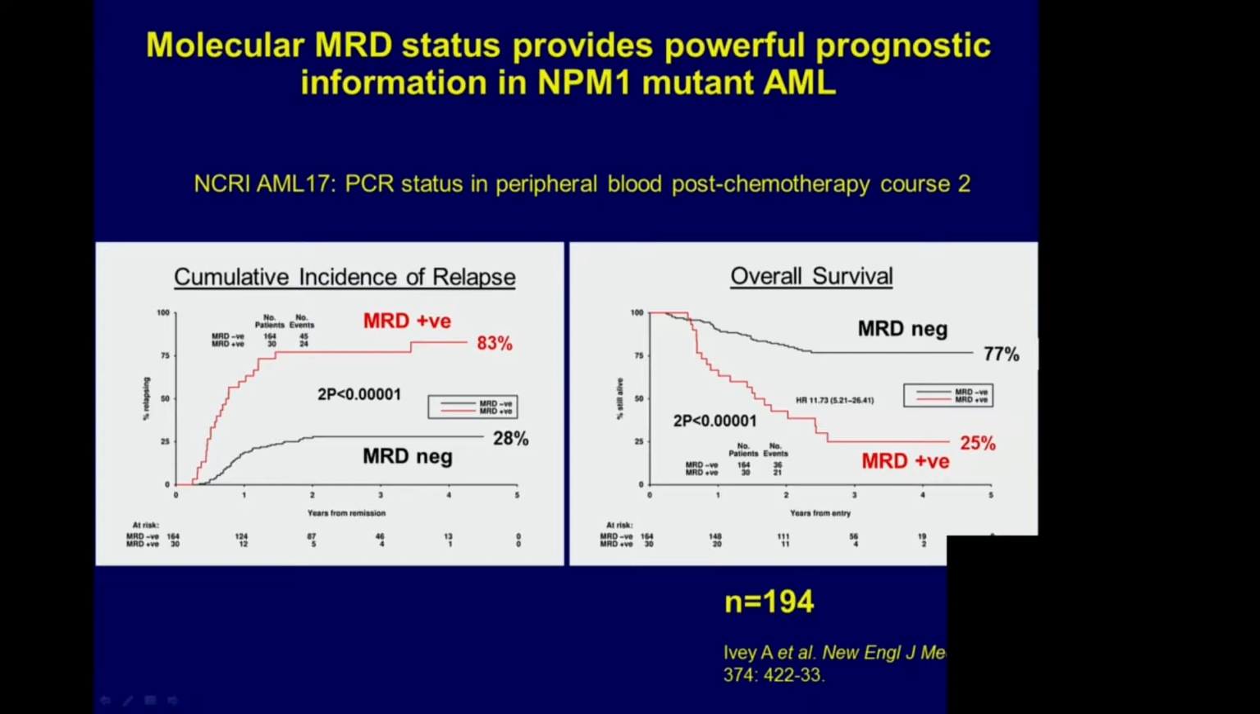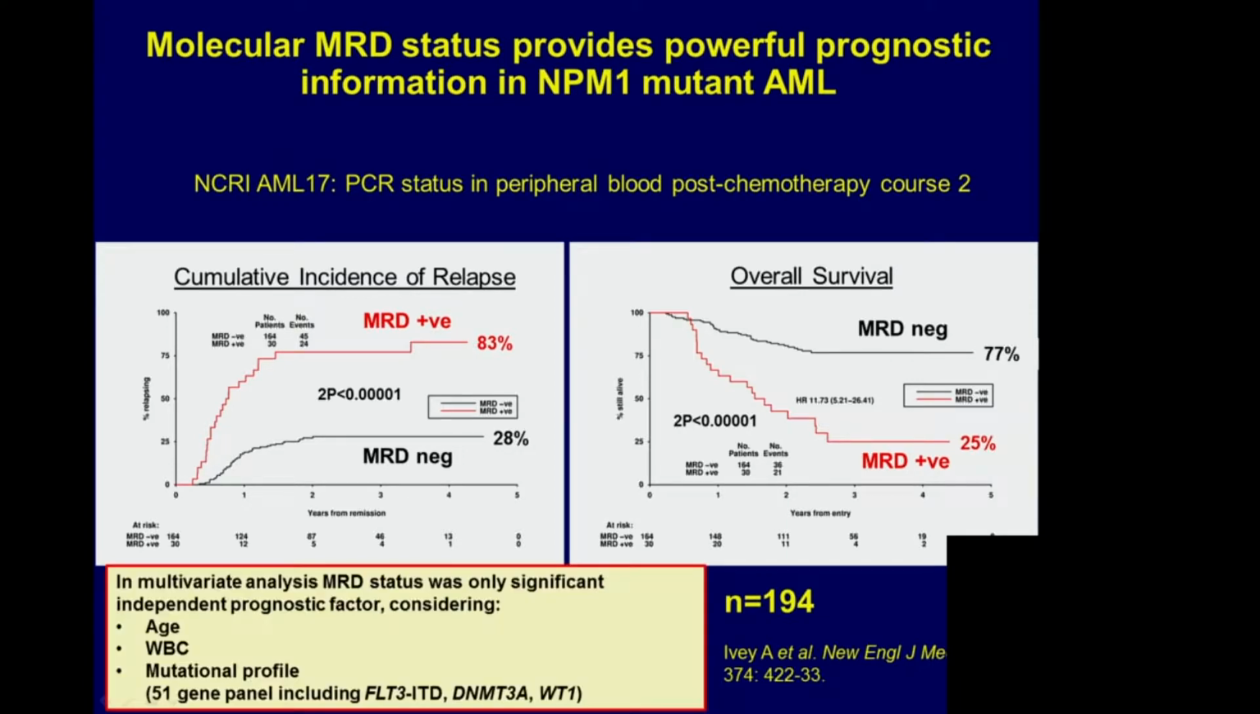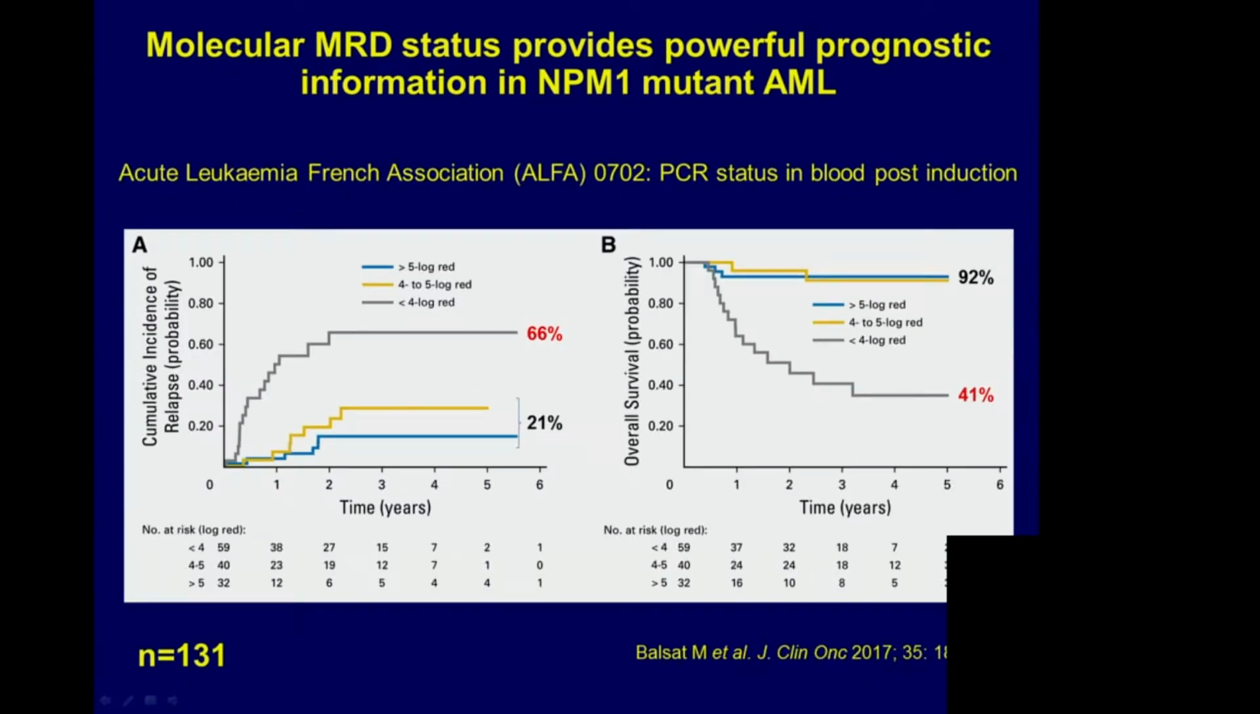And when we performed a multivariate analysis on these patients, the MRD status actually outweighs all the traditional clinical risk factors such as age and white blood cell count, but also the mutational status of a 51 gene panel, including the 3 genes which I mentioned on the previous slide. And this has not just been shown by the UK trials, but this has also been replicated by other groups across Europe.